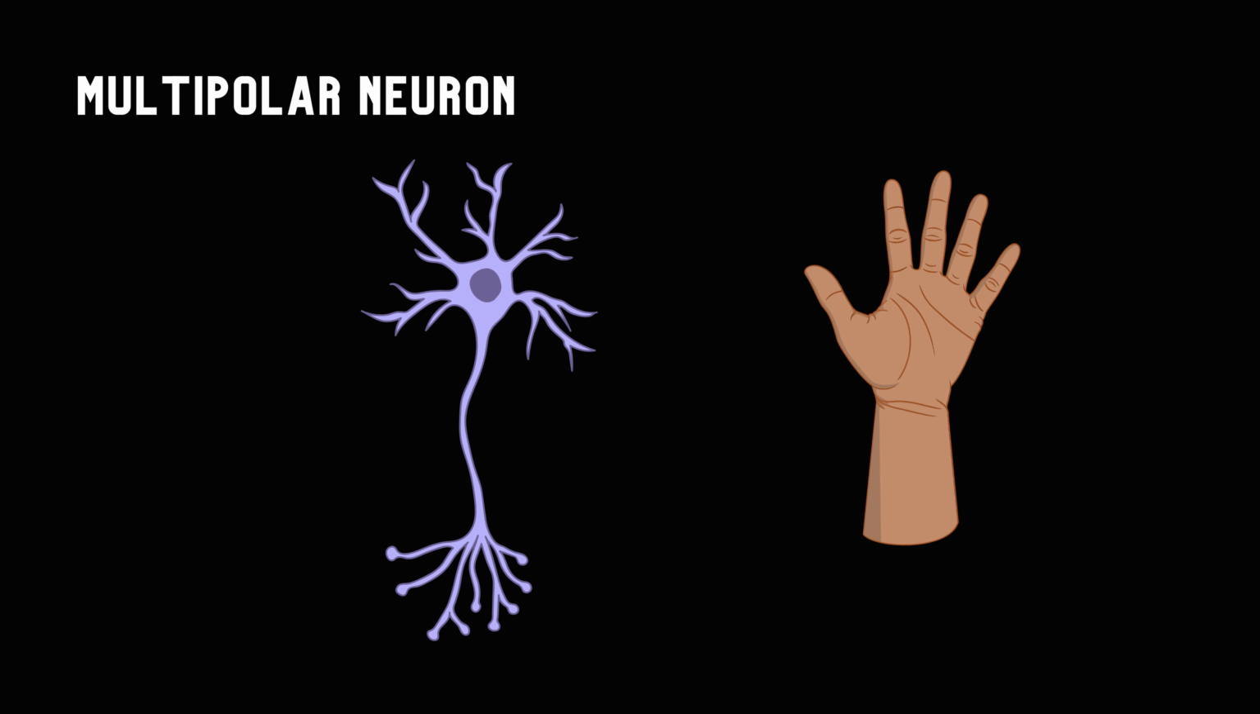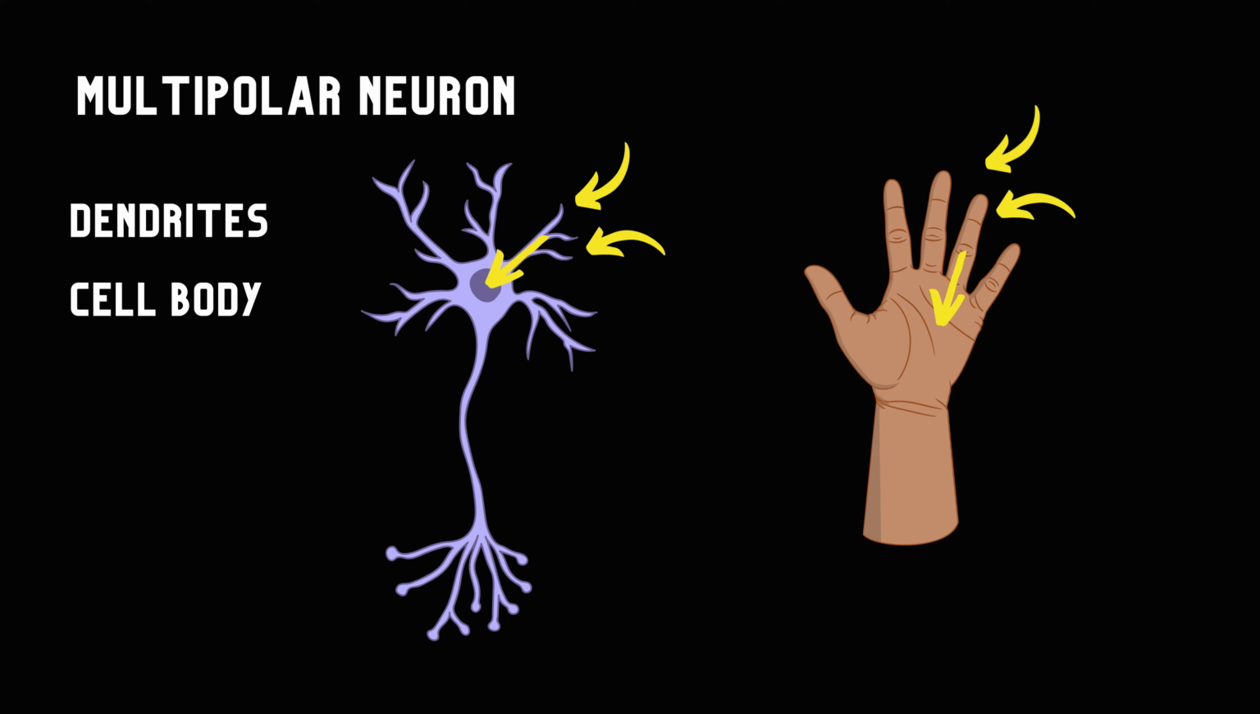Picture your hand and arm. The dendrites of a multipolar neuron are like your fingers. Dendrites collect information and feed it to the cell body, which is like your palm in our example. The cell body processes and integrates the information. The cell body will then send that information down the axon, which is like your arm.